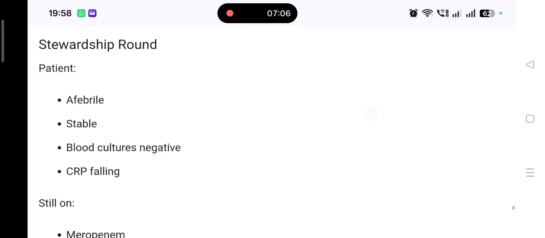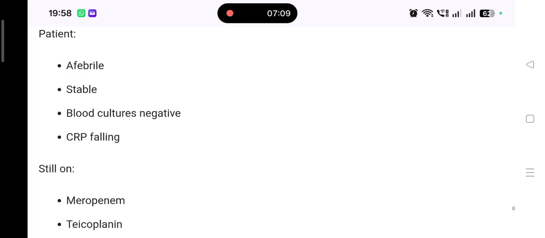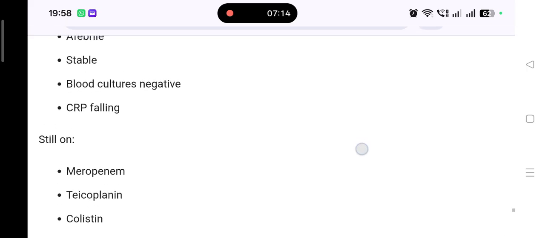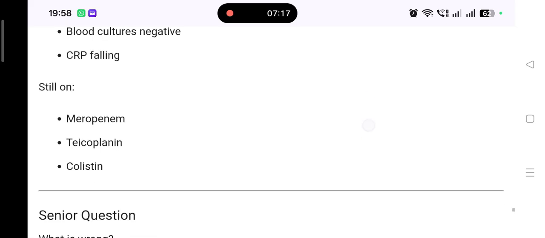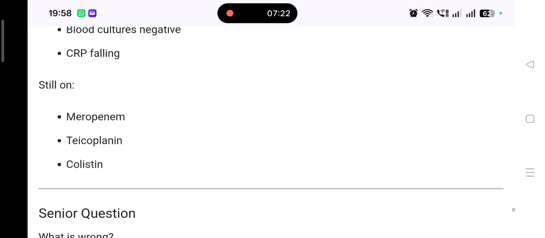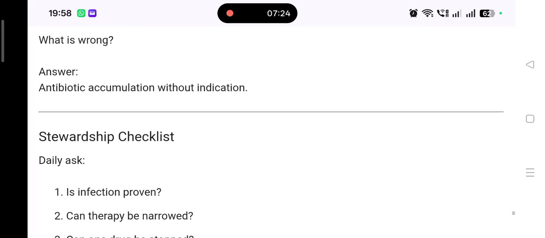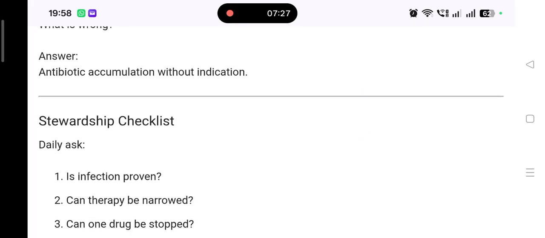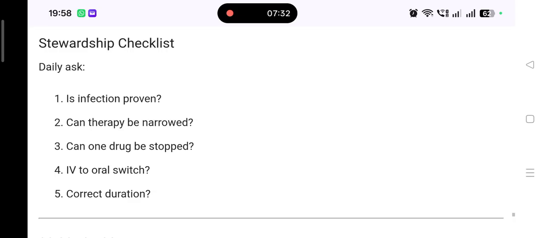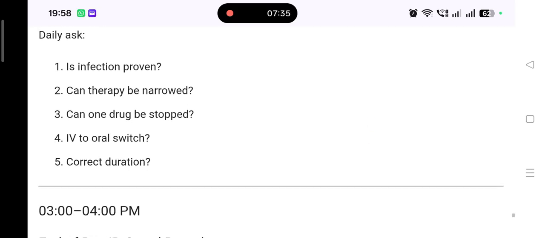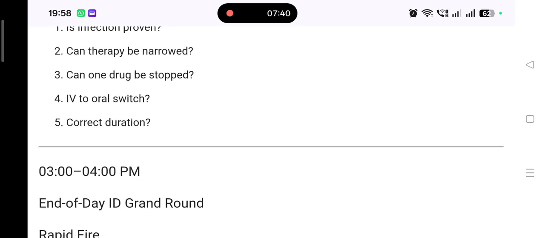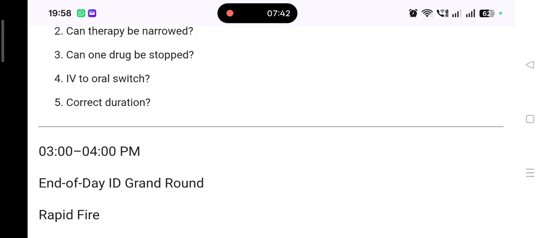So, stewardship round. The patient is afebrile, stable, blood culture is negative, CRP is falling, which means infection is going down, but the patient is still on meropenem, teicoplanin, colistin. What's wrong here? Antibiotic accumulation without indication, and it should be tapered down. The stewardship checklist says: is infection proven? Can therapy be narrowed? Can one drug be stopped? IV to oral switch, correct duration.